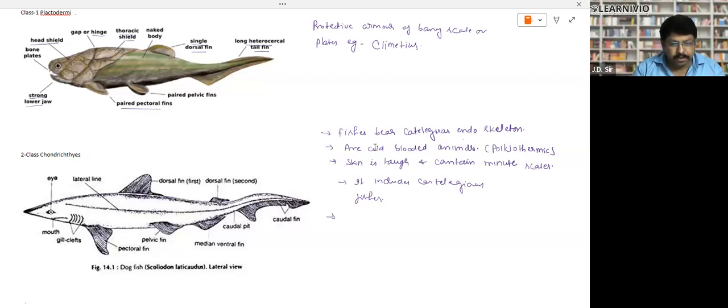Heart is two-chambered, as usual in all fishes. And RBC is nucleated. There is no nucleus in our RBC, but their RBC have a nucleus.